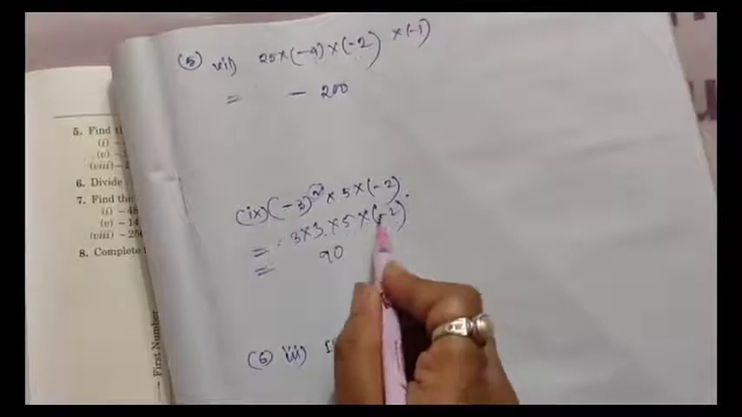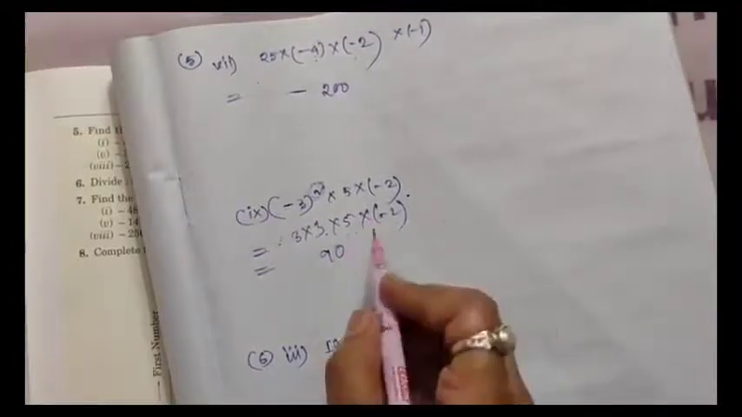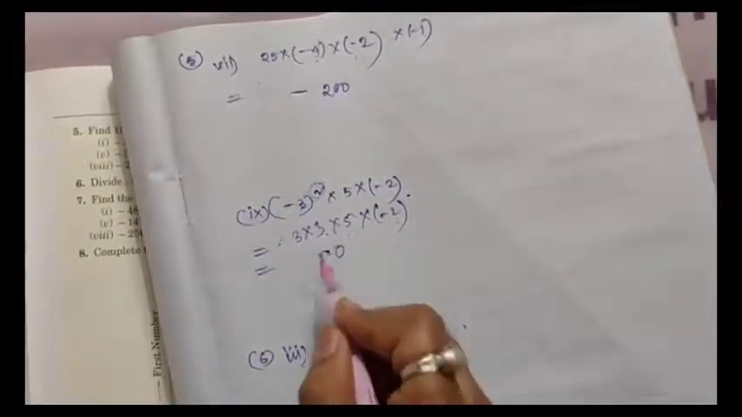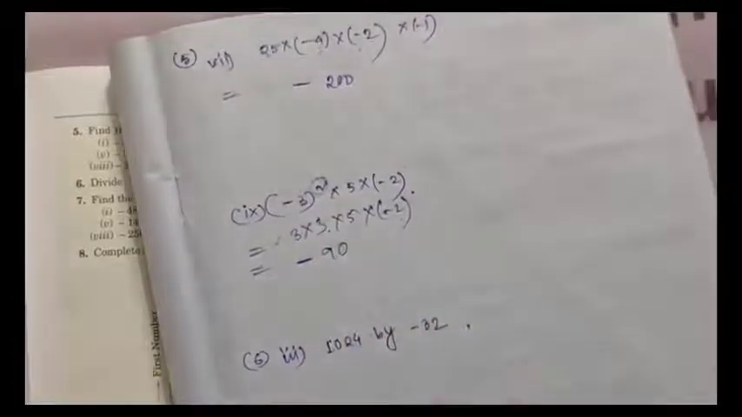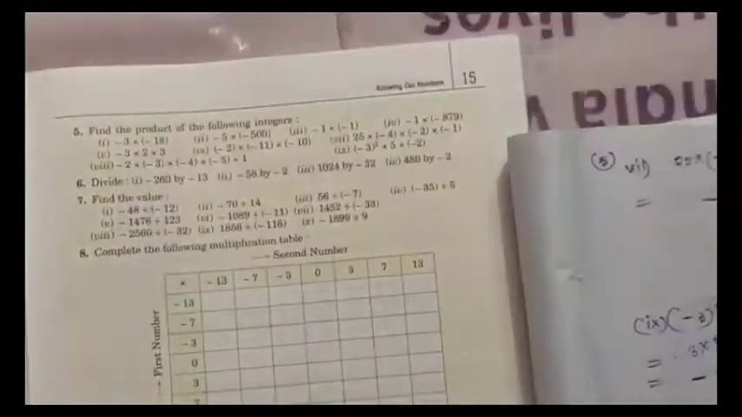But here minus occurs 1 time. So 1 is an odd number, so we need to put a minus sign here. Okay. Next, question number 6. Divide.